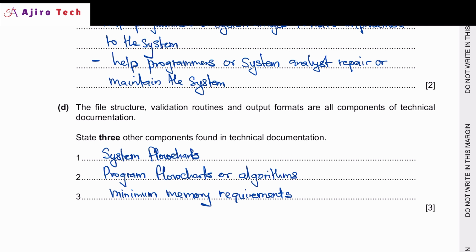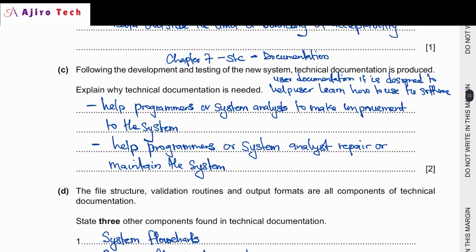Okay, so there are other ones: list of variables used, file structure, program listing, sample runs, validation routines, a lot of them. So this one is chapter 7, documentation.